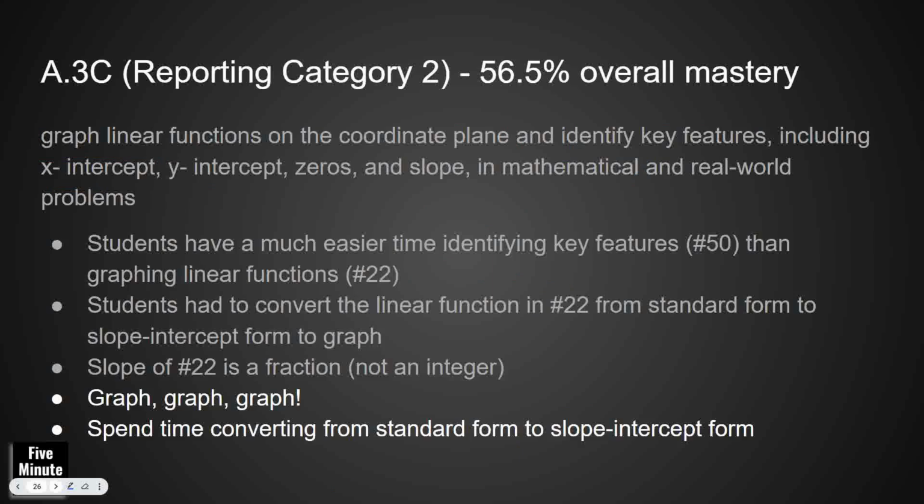So the key features was obviously easier than the graphing, and we had to convert the form to slope-intercept form to graph. And we didn't necessarily have to. That's probably the most comfortable, but we could also set everything to zeros. And the slope of 22, if we did convert, was a fraction, not an integer, right? That negative 2/3 always makes it a little bit more challenging when you have to interpret the negative and figure out, make sure you remember it's rise over run.